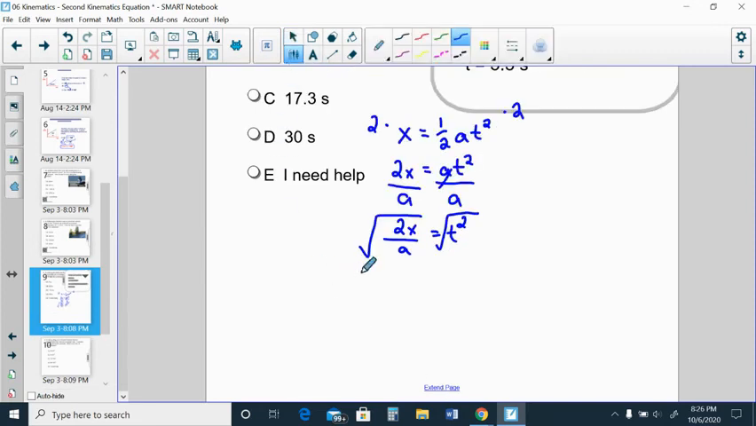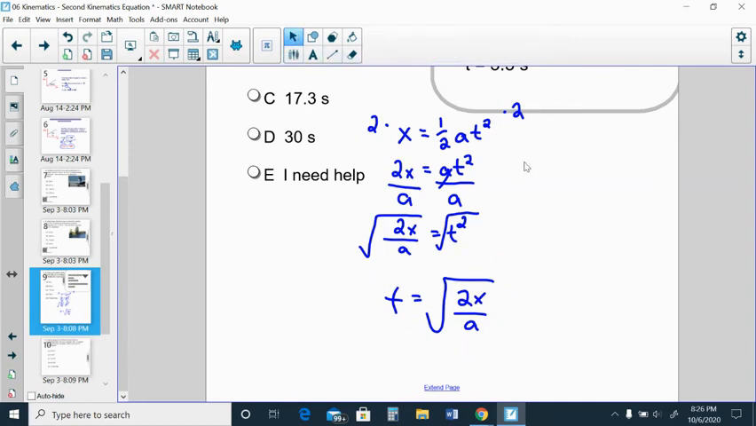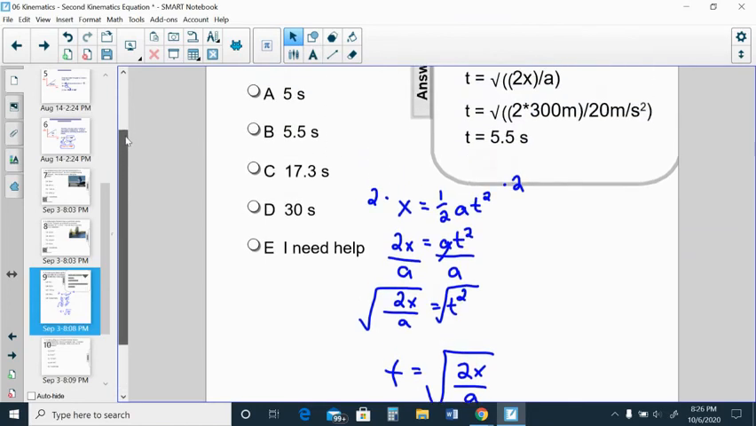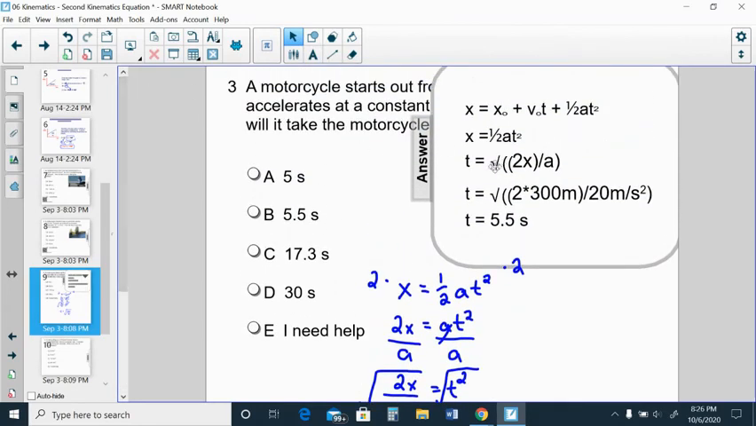And then we can just rewrite the equation like this. So now we have time equals the square root of 2x divided by acceleration. So this is the equation that you can plug the values into. And that is what is written here. So we have the time equals the square root of 2 times displacement divided by a, acceleration. Plug in those numbers, and you should get 5.5 seconds.